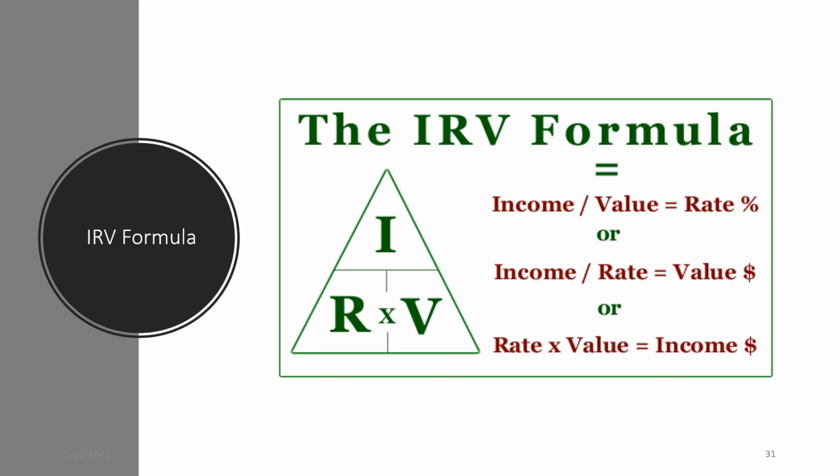If you draw this triangle and memorize how to use it with the I on top, a division line, and then the R and the V with the multiplication between it on the bottom, you're going to be golden. Because if you just look at the triangle, to find the net operating income, what am I going to do? I'm going to take the capitalization rate times the value. If I want to find the capitalization rate, I'm going to take the net operating income and divide it by the value. And if I'm looking for the value, I'm going to take the net operating income and divide it by the capitalization rate.